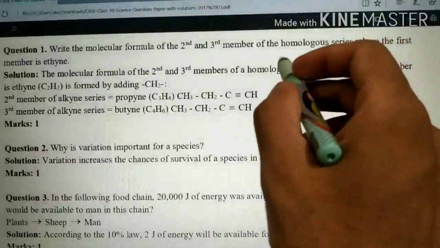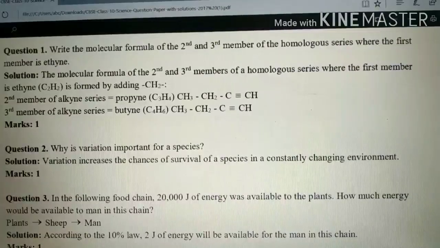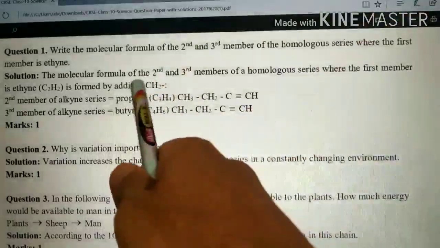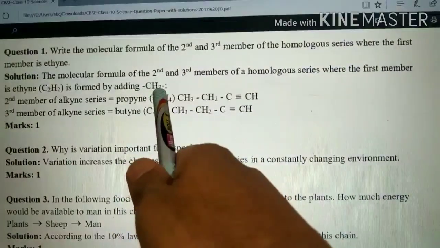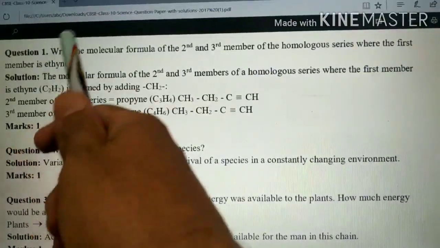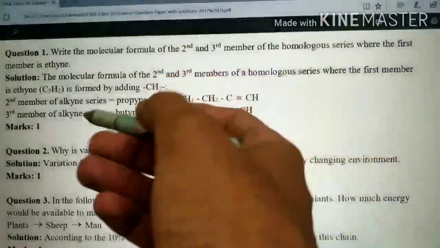We know the meaning of homologous series. A homologous series is a series in which the successive difference between each molecular formula is CH2. So simply add CH2 to the first member and you get the second member, and add CH2 to the second member and you get the third member.